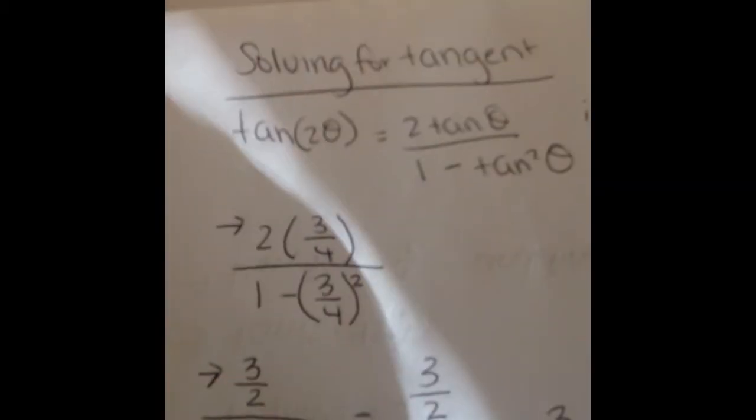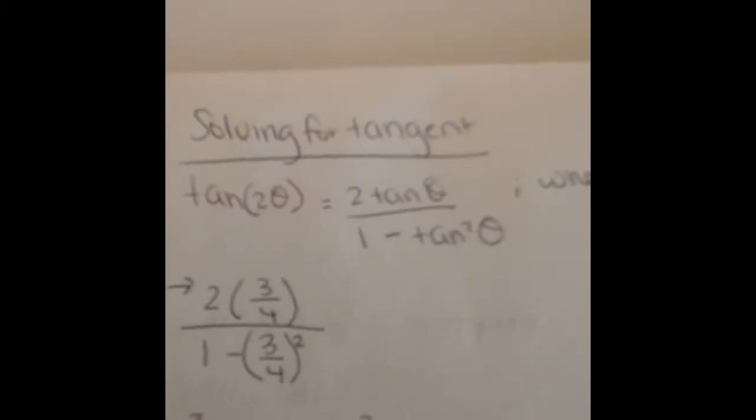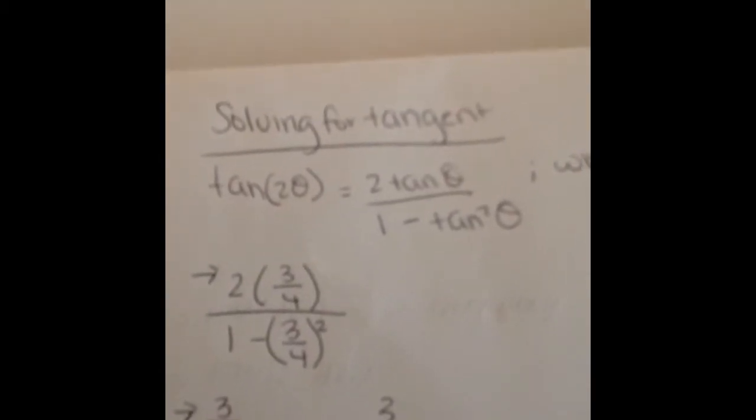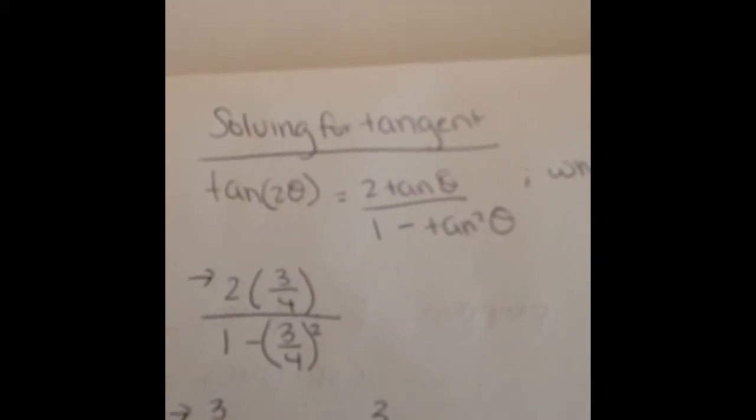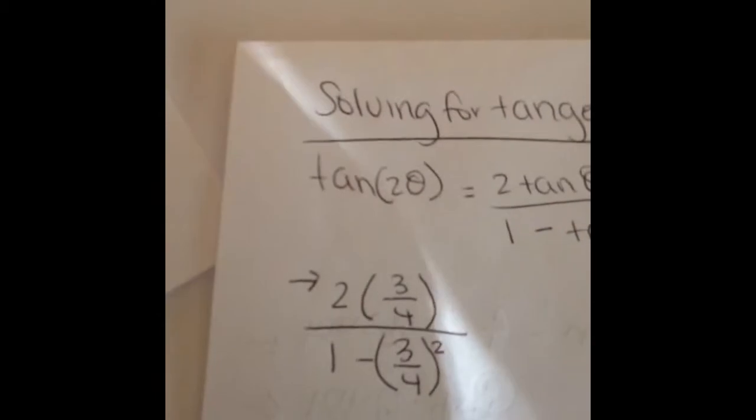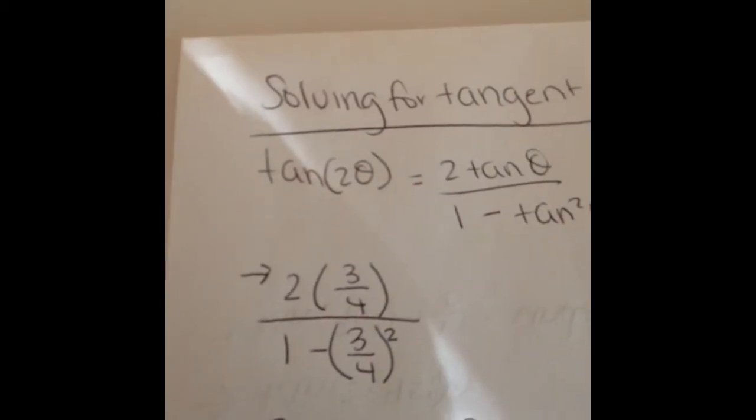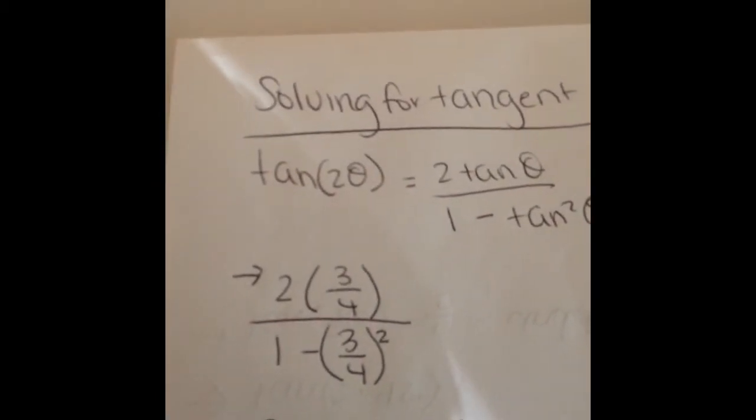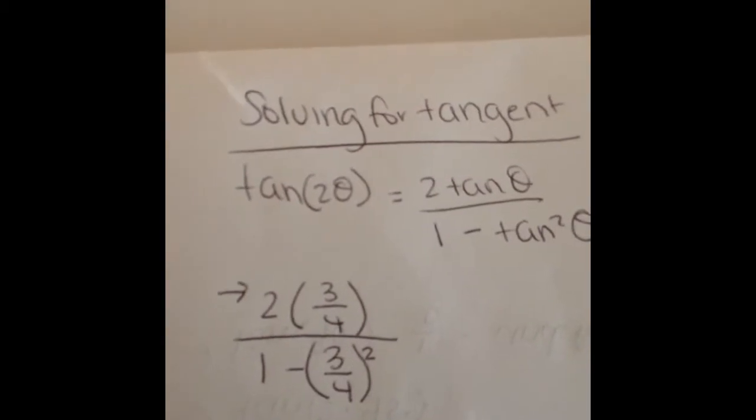Tangent problem for solving simple equations. Solving a simple equation for tangent. You start off with the formula tangent of 2 theta equals 2 tangent theta over 1 minus tangent squared theta. In this problem, tangent theta equals 3 divided by 4. You start off with 2 times 3 divided by 4, all divided by 1 minus 3 divided by 4 to the second power.